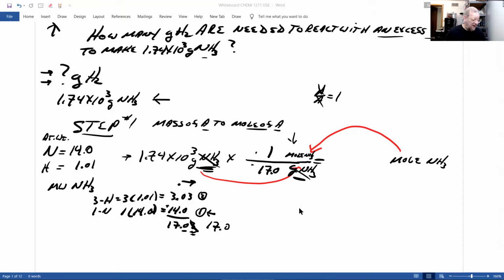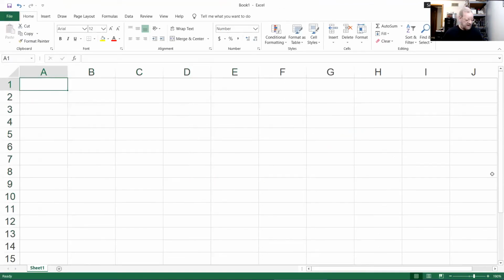All right, so we want 1.74 times 10 to the third divided by 17.0. So I'm going to go to my spreadsheet.